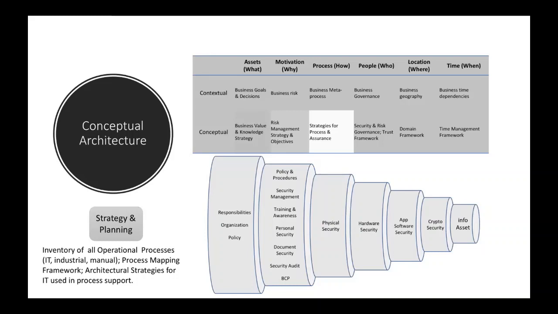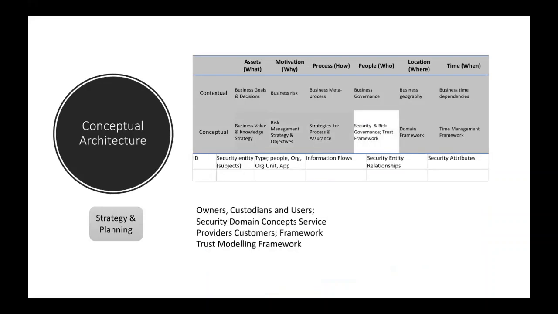So you have previously in the contextual, you understood the business meta process, and then once you have understood it and you developed a strategy, that strategy would include the defense in-depth mechanism. And then security and risk trust framework.